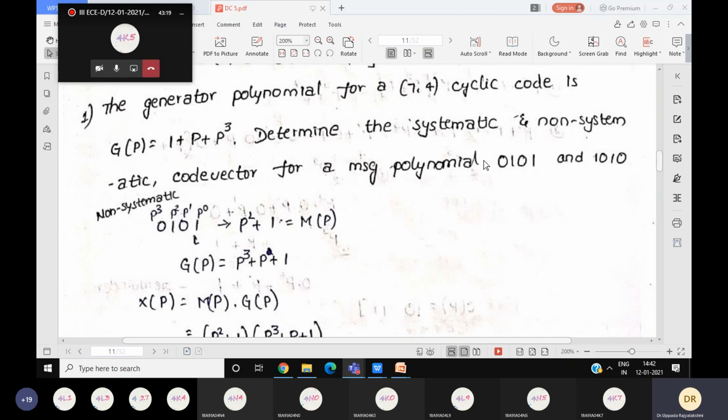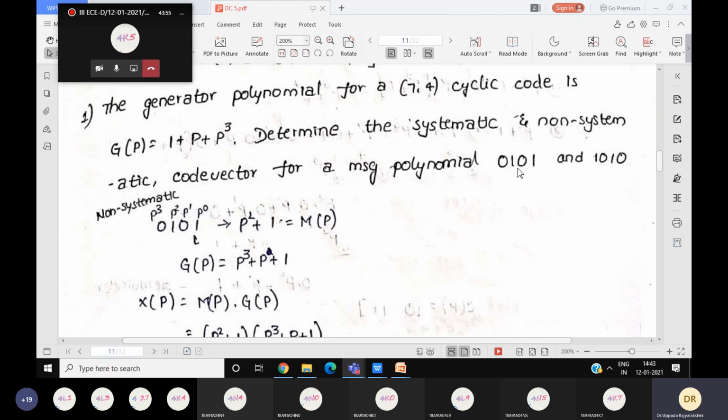But sometimes they may not provide you the message polynomial. So they will directly ask you to calculate the code word using the systematic procedure and the non-systematic procedure. For n, 4, then you have to do it for 16 combinations. So it will be for higher marks. For example, if it is given for only very few marks, 4 marks, you only take two combinations of message polynomial, and the generator polynomial will be given in the question.